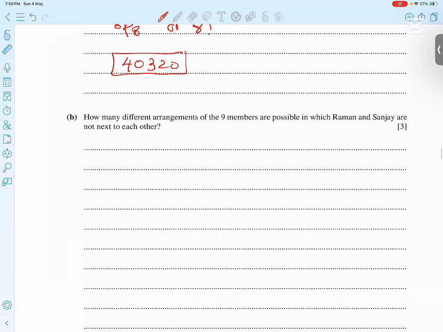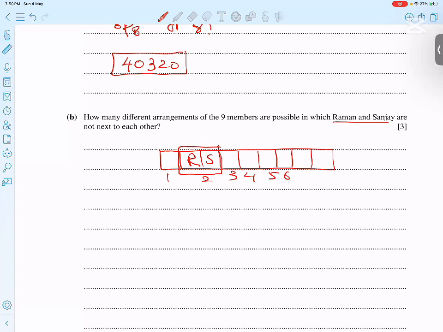He said, how many different arrangements of the nine members are possible if R and S are next to each other? So let's see how we can make them next to each other. R can be anywhere. R and S are together. This counts as one. Their seats are tied with each other. So 1, 2, 3, 4, 5, 6, 7, 8. So 8P8 into 2P2, because R can be before or S can be before.